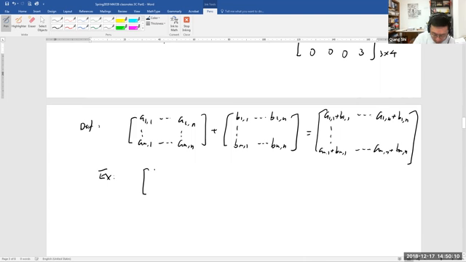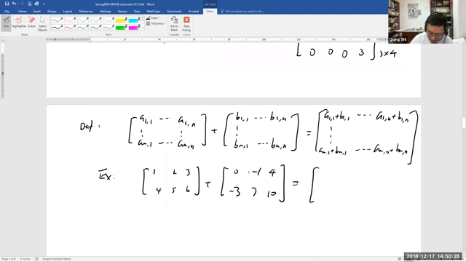If you have something like 1, 2, 3, 4, 5, 6, plus something like maybe 0, negative 1, 4, and maybe negative 3, 7, 10, something like this, then we just have 1 plus 0 is 1, 2 plus negative 1 is 1, and you get a 7, here's 1, here's 12, here's 16. All right, so I'm sure everyone is already very, very familiar with this one. So we add the two matrices together, and then the other one defines the scalar times the matrix.